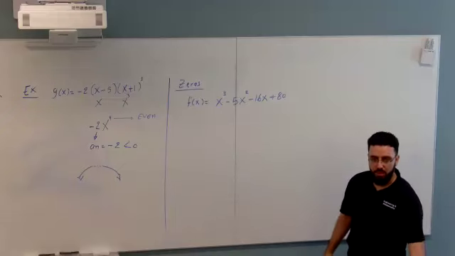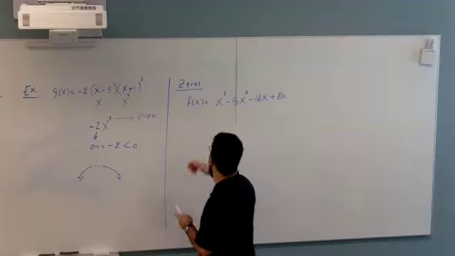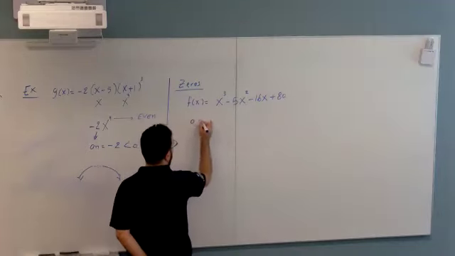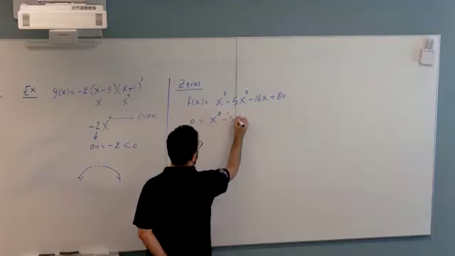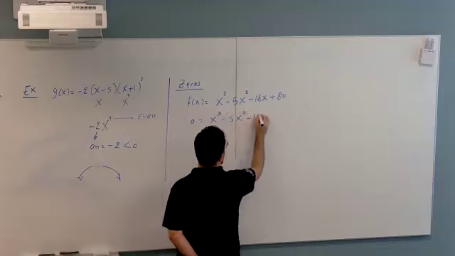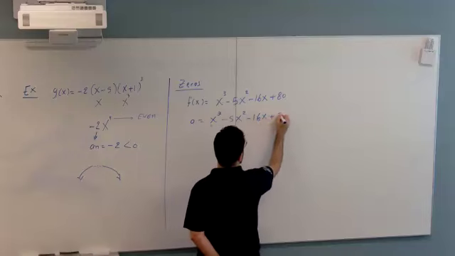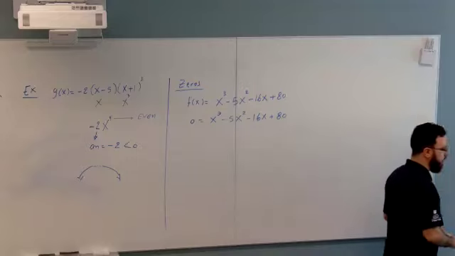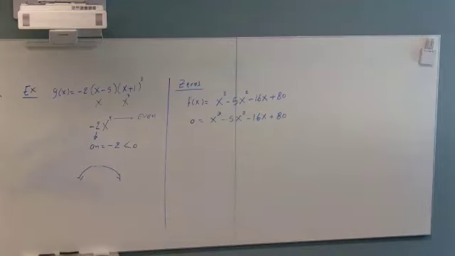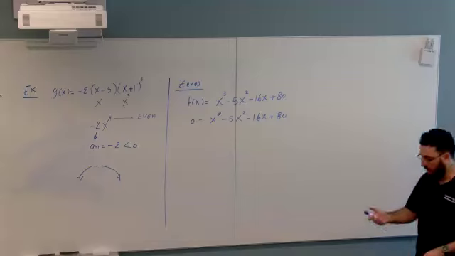You're going to let y equal 0. So the same thing here. I'm going to say 0 equals x cubed minus 5x squared minus 16x plus 80. Now what's the next step? Okay, this is the zeros. The next step, I need to solve it. How am I going to solve it?